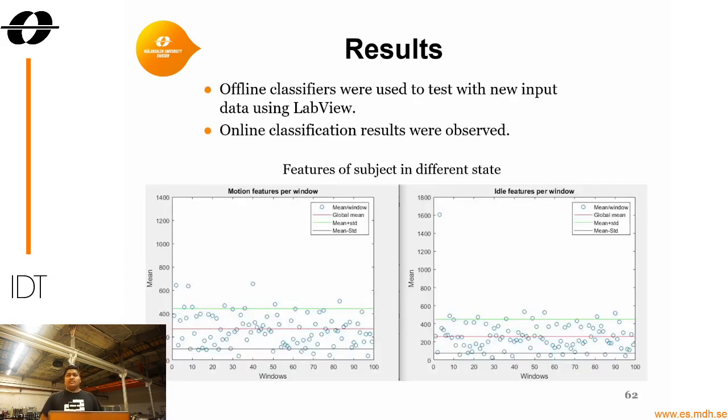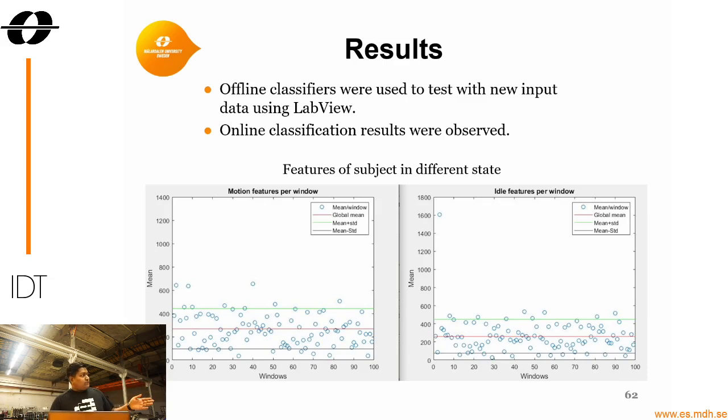Lastly, coming on to the results, the offline classifier that we designed is used in the online classification so that whenever we feed in new input data, it classifies which class each of these belongs to. While doing this, we focused on one main problem: the classifier was always using the new data to classify for the idle state, and there were several reasons for this.